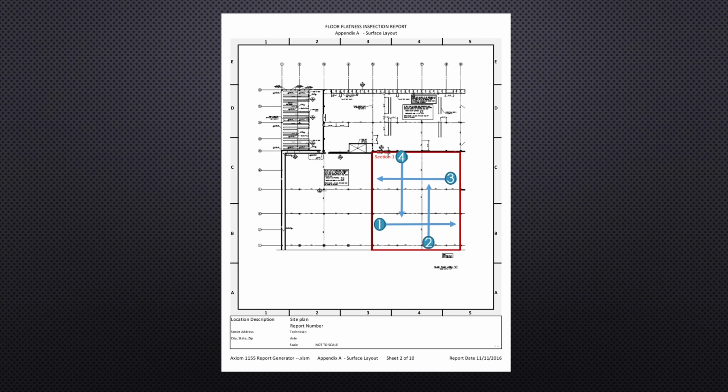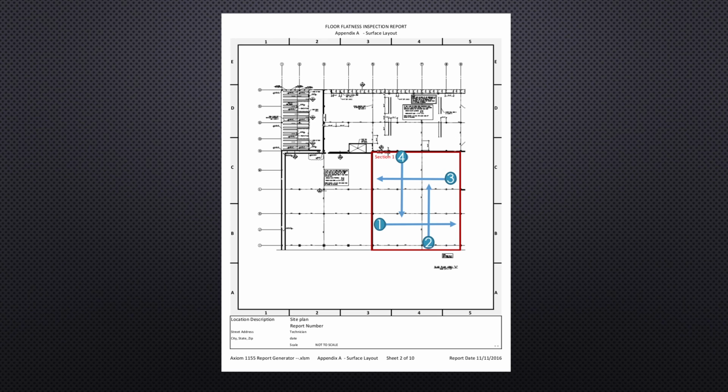Here's the layout page that comes as part of the Axiom desktop report generator, and we believe you should provide a page like this with all of your reports, regardless of whether or not you are using an Axiom 1155. This helps everyone to see where the runs were taken. If there is a run that has low numbers, they can reference this drawing, and in many cases, you can correlate real-world situations with the results in that location.